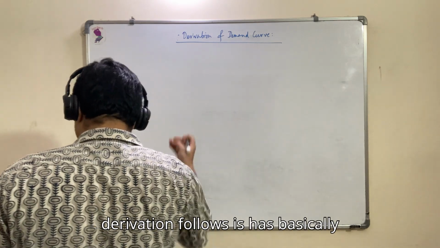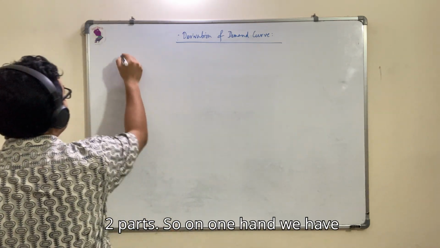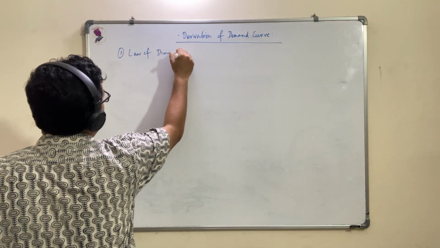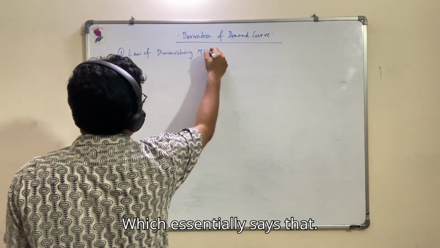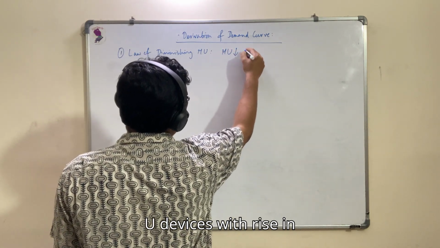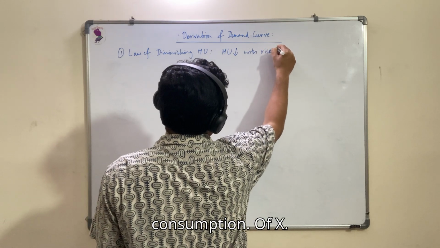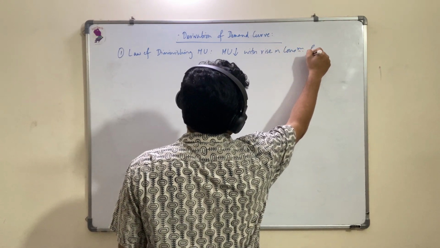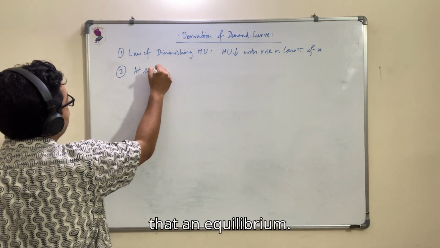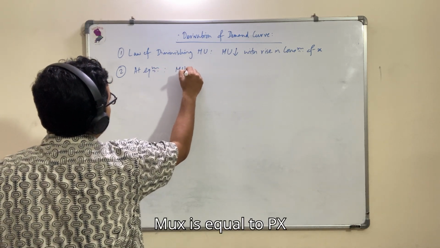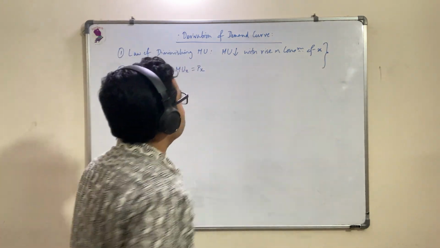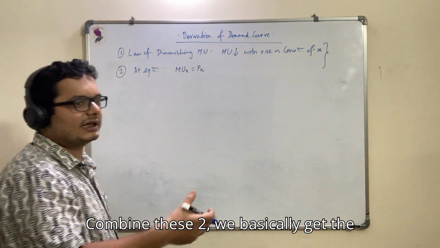So the derivation has basically two parts. On one hand, we have this law of diminishing MU, which essentially says that MU diminishes with rise in consumption of X. And on the other hand, we have that at equilibrium, MUX is equal to PX. Now, if we combine these two, we basically get the demand curve.